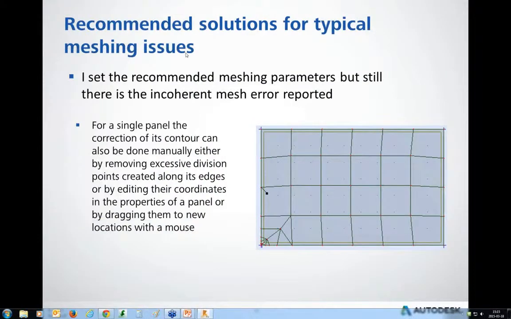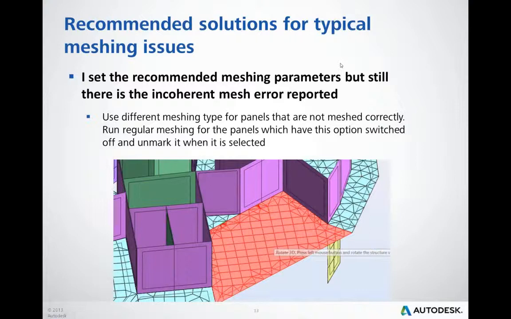Okay, let me go back to the presentation, and as I already mentioned, the generation of meshes is strongly influenced by objects defined at edges and inside panels. Such objects may prevent correct mesh generation, especially when selected meshing parameters don't match these objects. In such a case, you may try to change the type of meshing algorithm or mesh density.